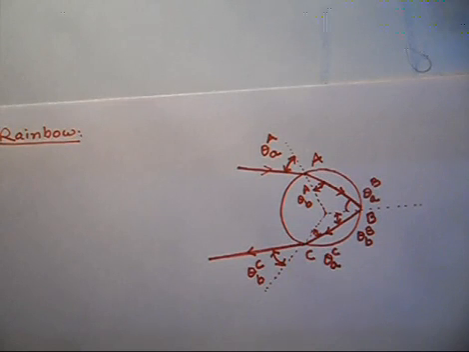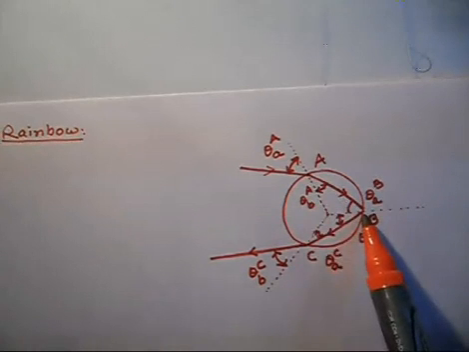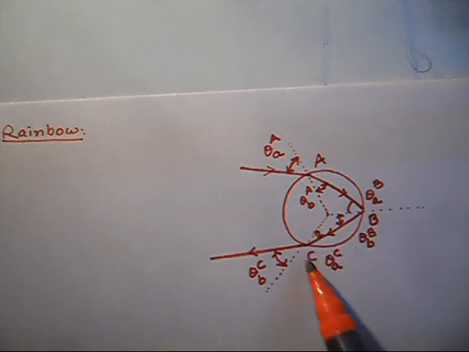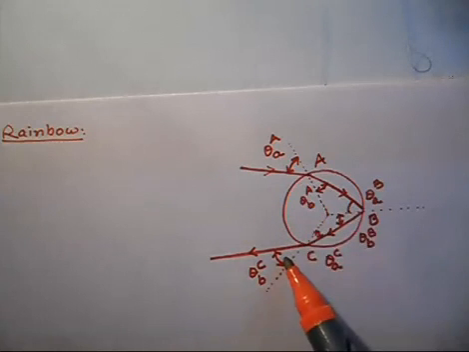Now let us read the question. A rainbow is produced by reflection of sunlight by a spherical drop of water in the air. So this is a spherical drop of water in the air. This figure shows a ray that refracts into the drop at A, is reflected from the back surface of the drop at B, and refracts back into the air at C. So we have refraction, reflection, and then refraction.